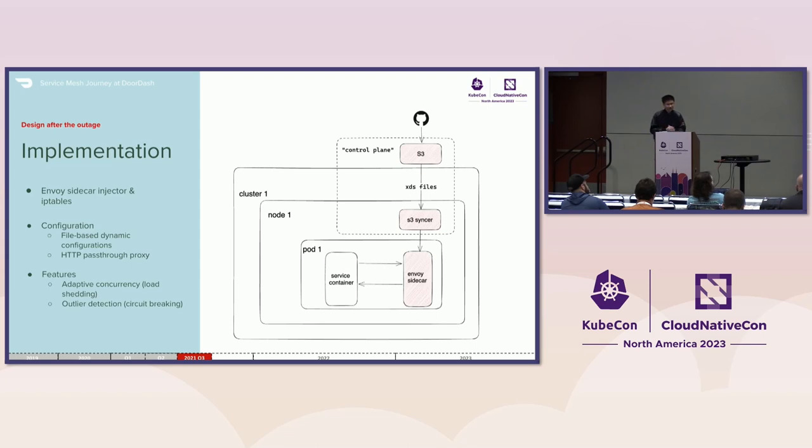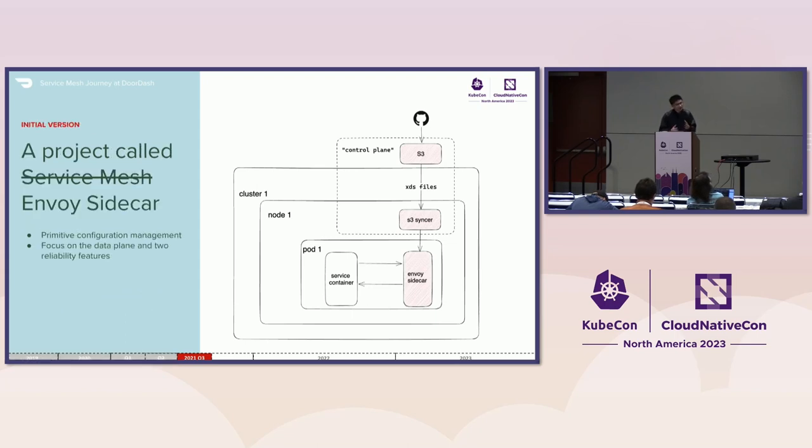Instead of giving no features, we added two reliability-related features: adaptive concurrency for that load shedding behavior, and outlier detection to have a similar behavior as our circuit breaking, to basically help us prevent a similar outage from happening again. So this design, as you can see, had a very primitive configuration management approach, and the focus was primarily around the data plane, specifically these two reliability features provided by Envoy. And actually, at that time, we started calling the project Envoy Sidecar rather than Service Mesh.